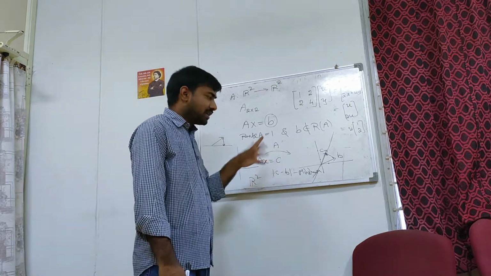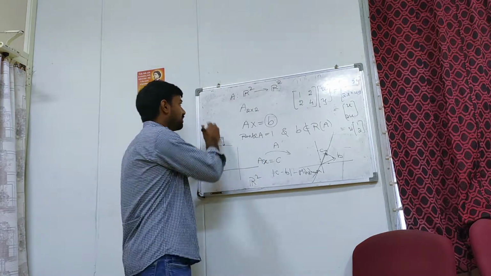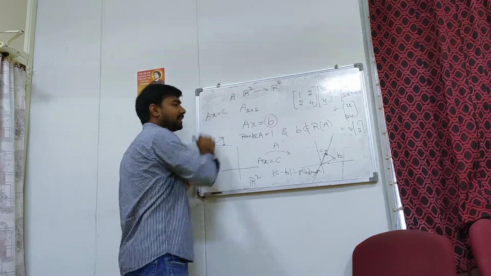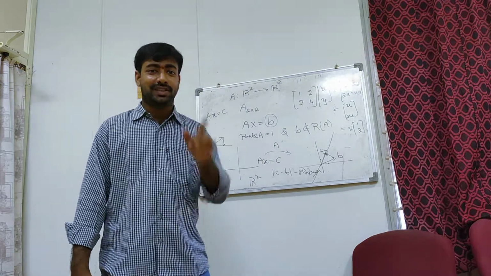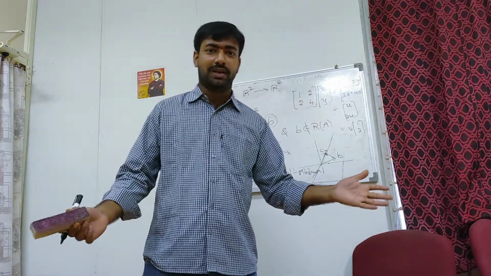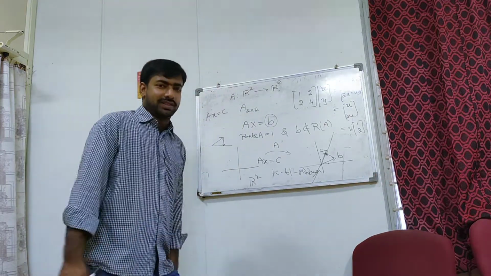now what is our aim? Well, we need to see what is that x which gives Ax equals C. Now the question is, how many x are there? Is it a unique x or infinitely many x? Yeah. So let's see. What is your guess?